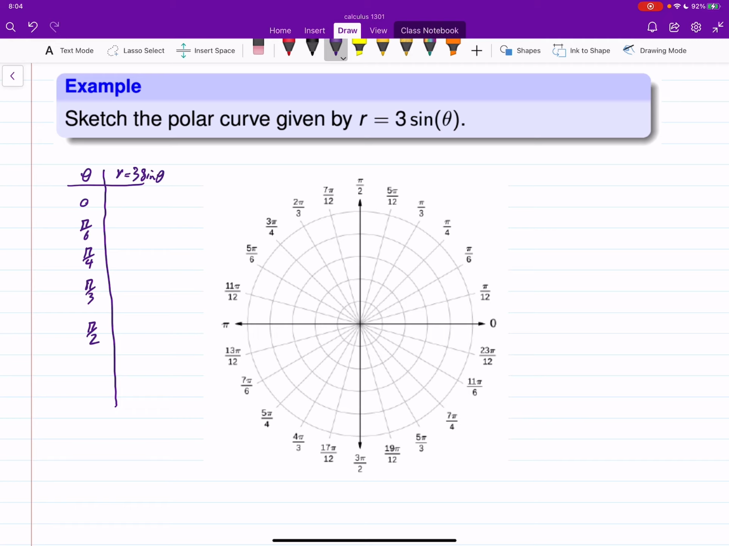For theta 0, this is 0. For theta pi over 6, sine of pi over 6 is 1 over 2, so this is 3 over 2. For pi over 4, the sine is root 2 over 2, and there is a 3 multiplied. And then for pi over 3, root 3 over 2 with 3 multiplied. And then for pi over 2, sine is 1, which gives 3. So let's find these points.